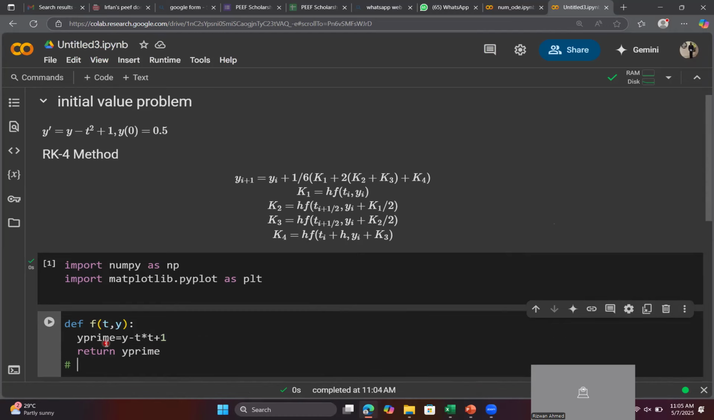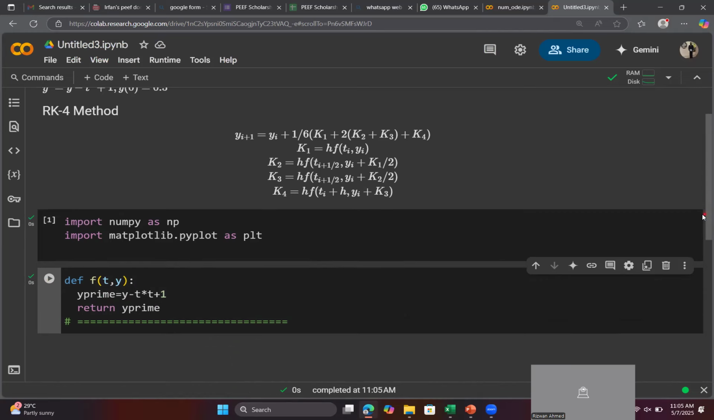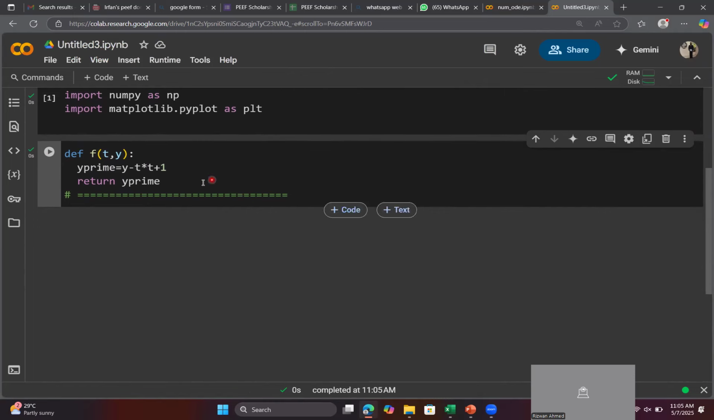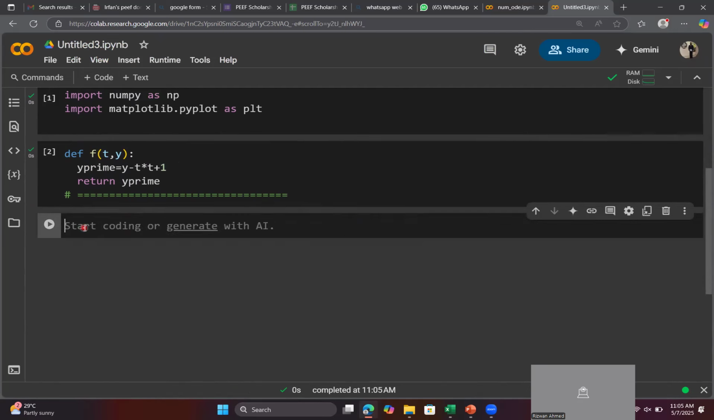So this is the function definition. It is going to generate a value of y prime from the right hand side, which is y minus t squared plus 1. And now let's write the solver. We require the initial condition. So the initial condition, I call it y of 0, and this is equal to 0.5 for our problem.